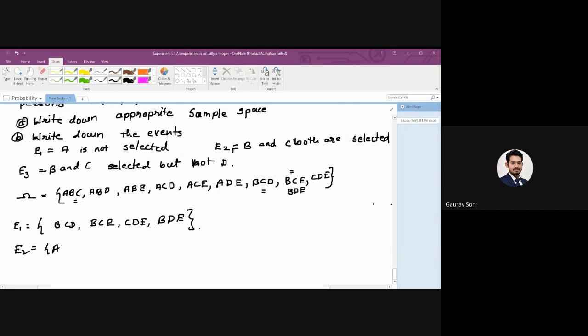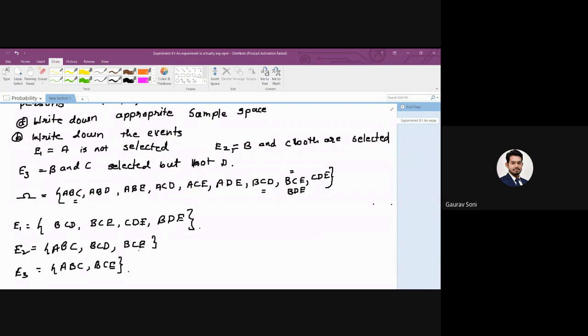So there are 3 elements: A, B, C; B, C, D; B, C, E. E3: B and C selected but not D. That is A, B, C and B, C, E. So that is all about our first chapter, which is the first point in probability, the sample space.